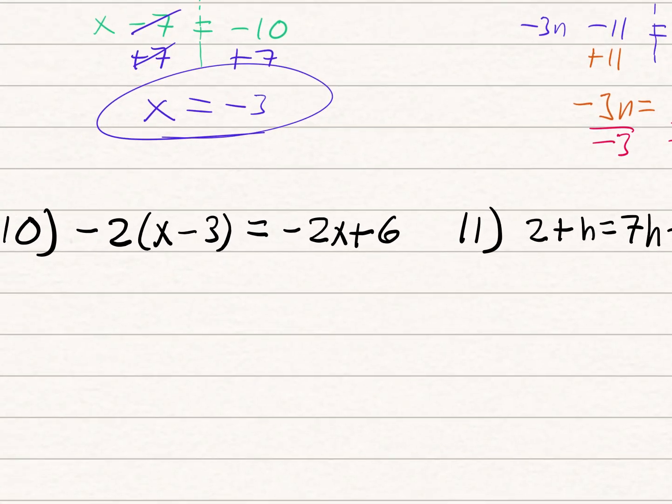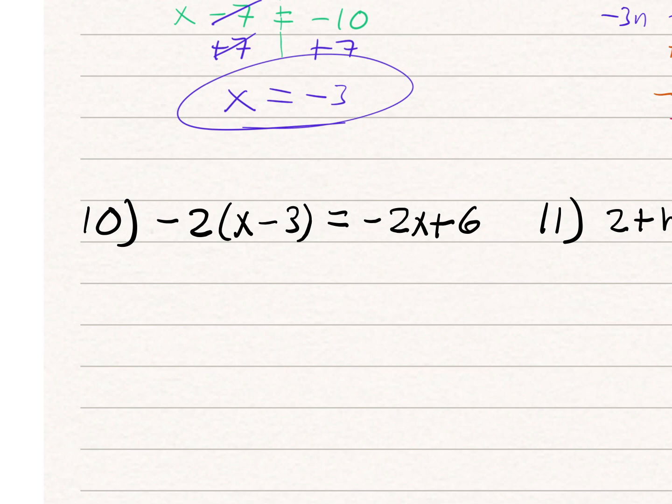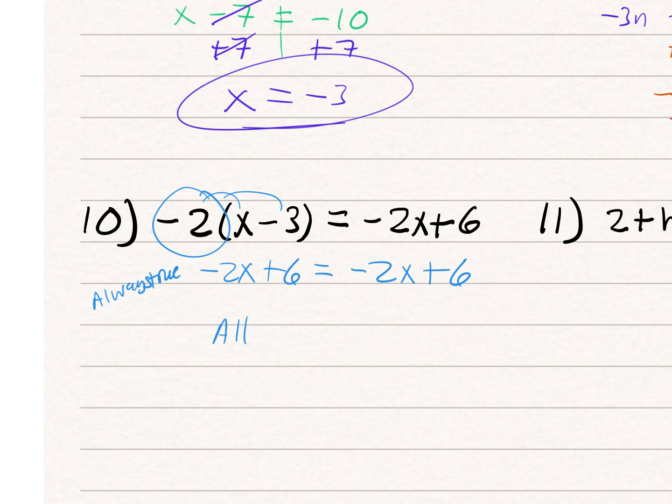All right, last 3. So let's try number 10. This is one that was in your homework, but I brought it back just because it's a good example. Here we want to distribute first. Here we're able to distribute a -2. And then once we distribute a -2, we get -2x. -2 times -3 is +6, equals -2x plus 6. And then again, from here, you don't have to do anything else, right? Is it the exact same equation on both sides? Yes, right? This is always true. So this is all real numbers.